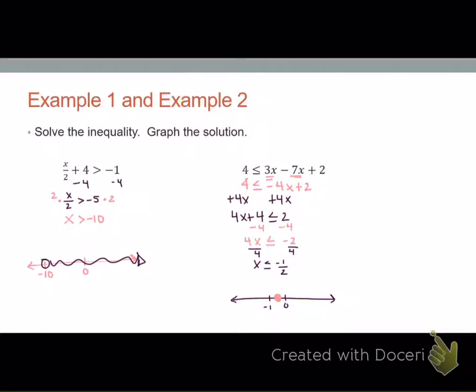Emma, which way would you shade? To the left or to the right? To the left. It says x is less than or equal to negative 1/2. Less than or equal to means that it's going smaller, which is to the left. The arrow's also pointing to the left. What questions do you guys have so far?